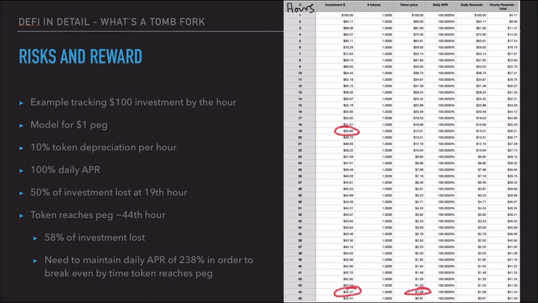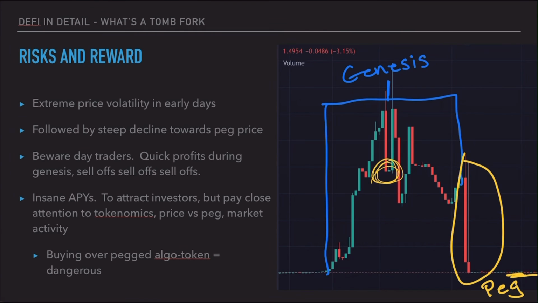I have seen it. I've heard about it. And if you just go on your own and pull up some charts of some other tomb forks, you will see they're all going to look very similar to that. They're going to have some crazy high spikes, 10, 20, 100 times over peg, and then eventually they're all going to come crashing down. That is just the nature of the beast. That is what they are designed to do. They are designed to reach peg price or close to it.